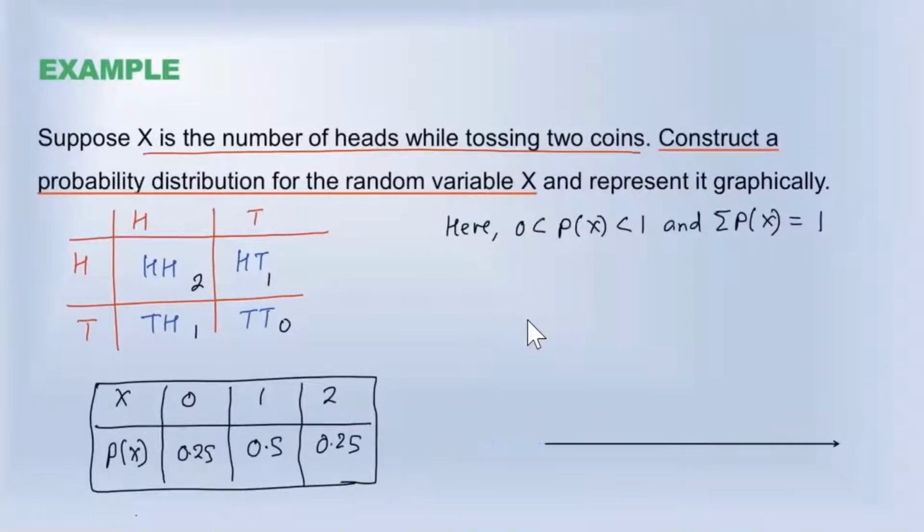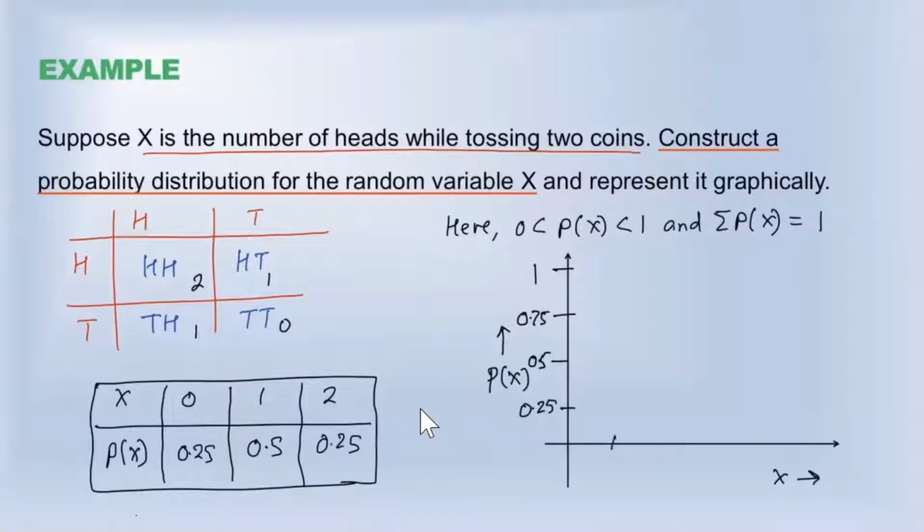Suppose that is my x-axis. Let's also draw the y-axis. Suppose that is my y-axis. Now we are going to label this. Along the y-axis, we need to label the probability P of X. So I'm going to go by 0.25, then you'll have 0.5, 0.75, then you'll have 1. And along the x-axis, you have your random variable, which is 0, 1, 2. So you can mark here 0, here 1, here 2.